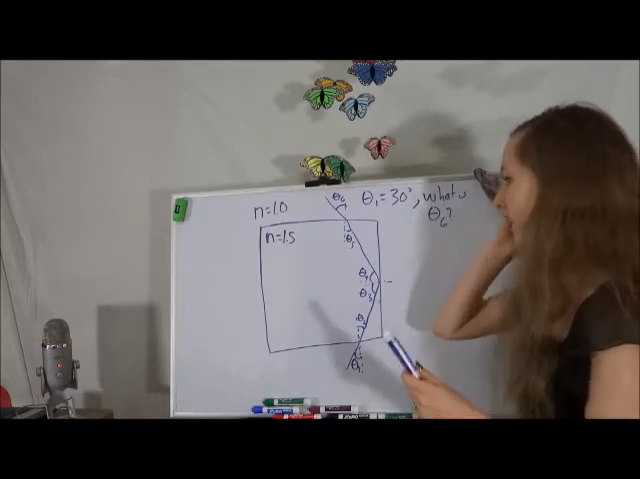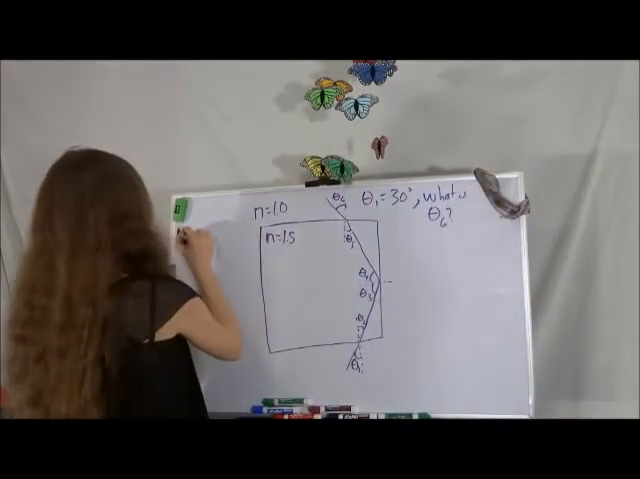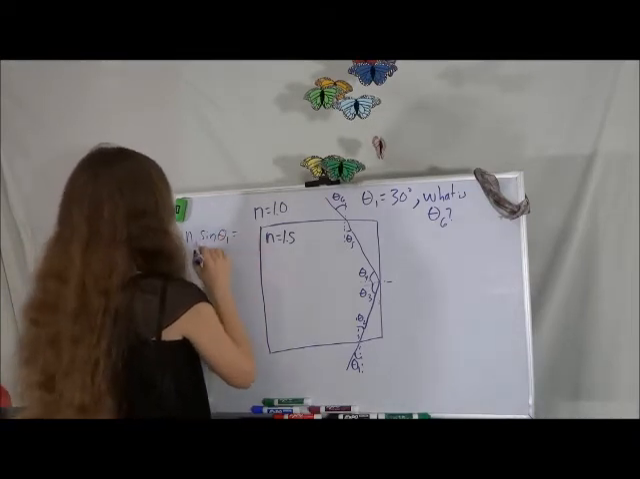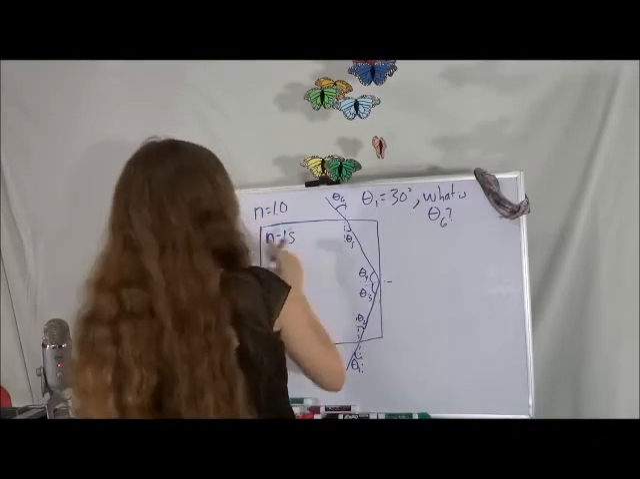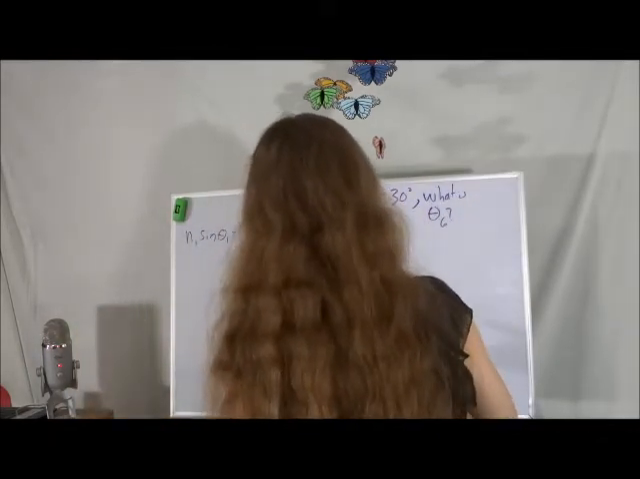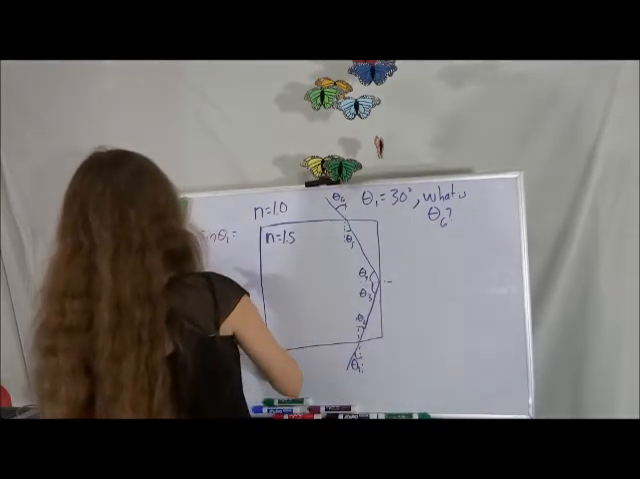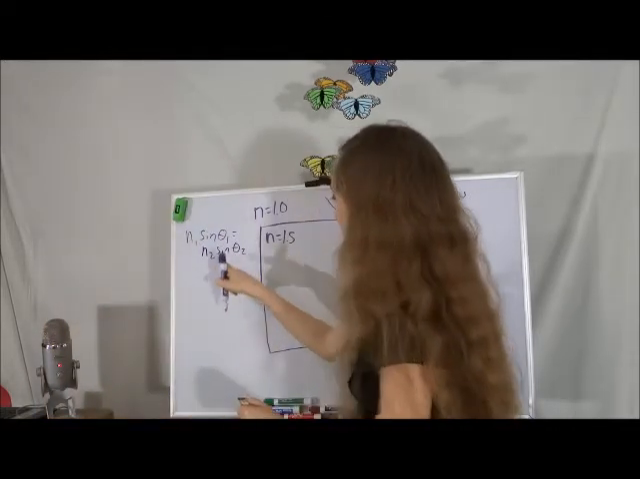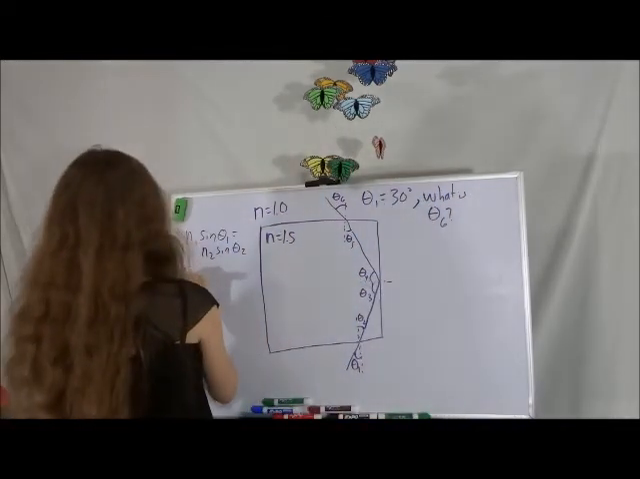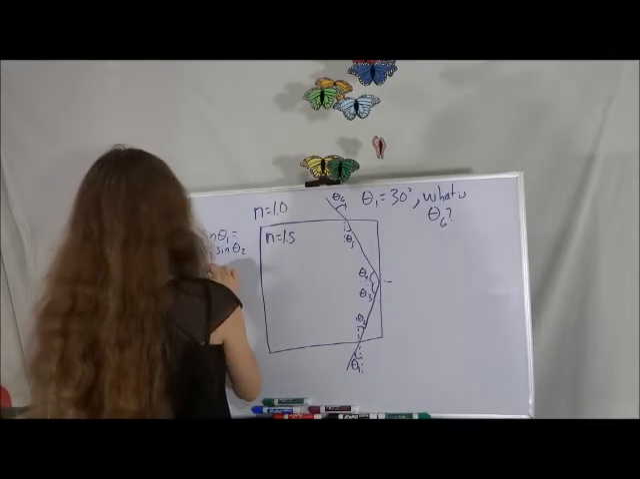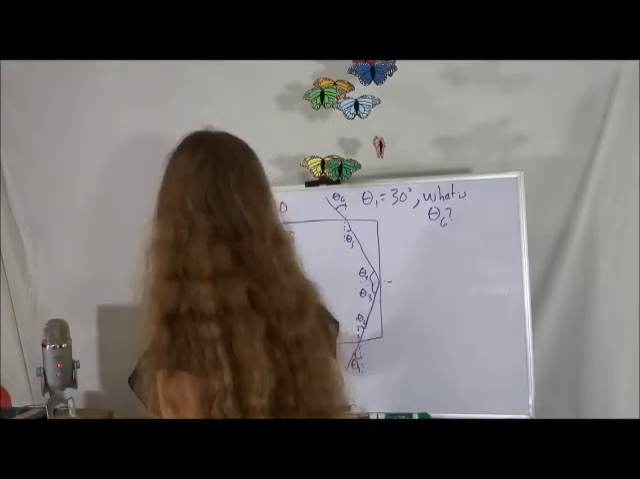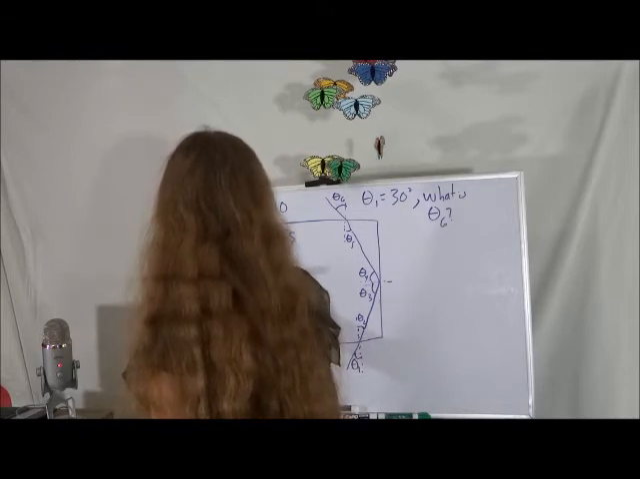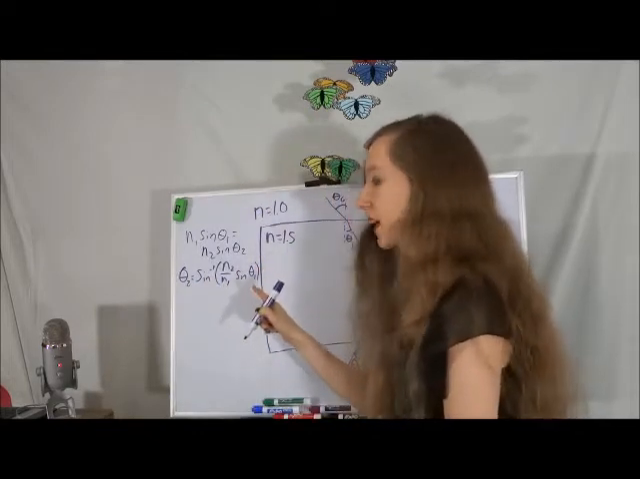So our first step is we need to use Snell's law. So we're going to have n1 sine theta 1 equals n2 sine theta 2. So if we want to solve for theta 2, we're going to have theta 2 is equal to the arc sine of n2 over n1 sine theta 1. So from here it's a matter of plugging in our values.